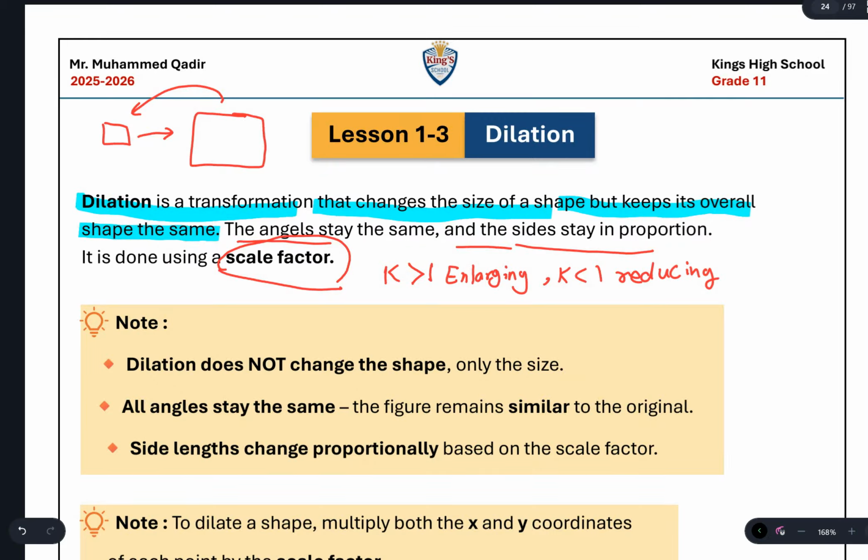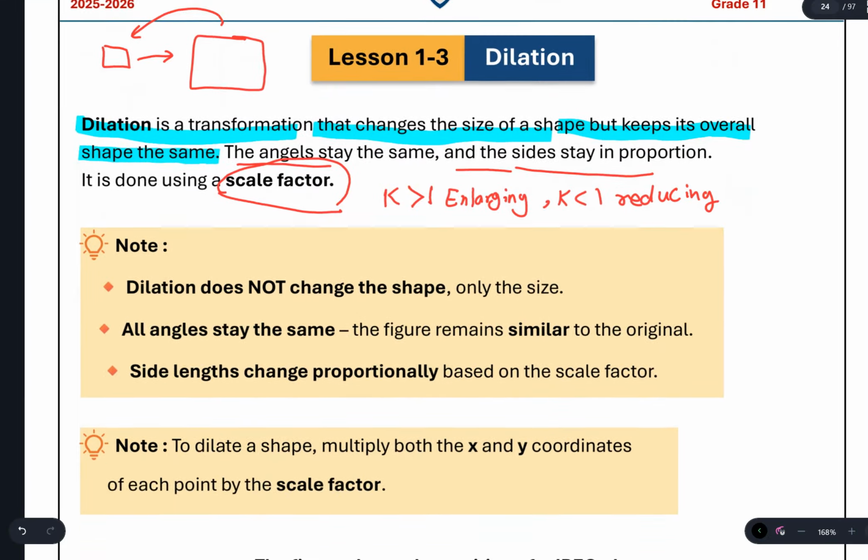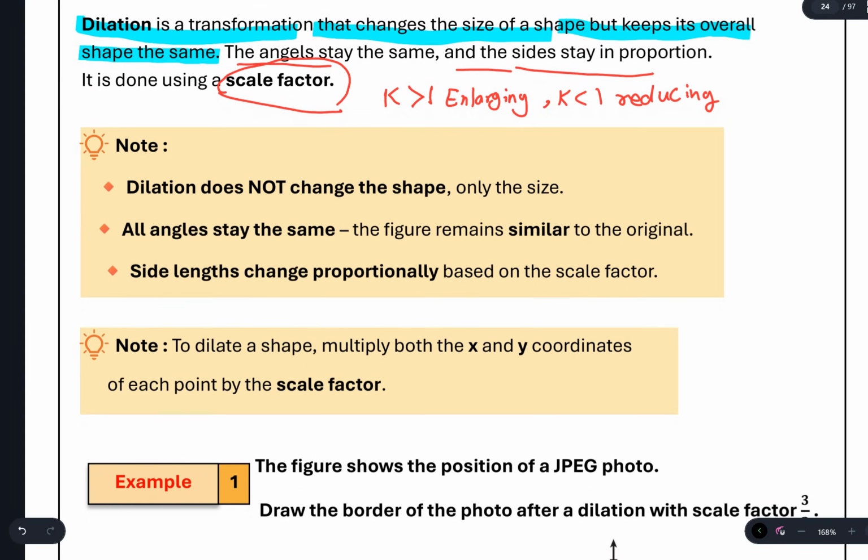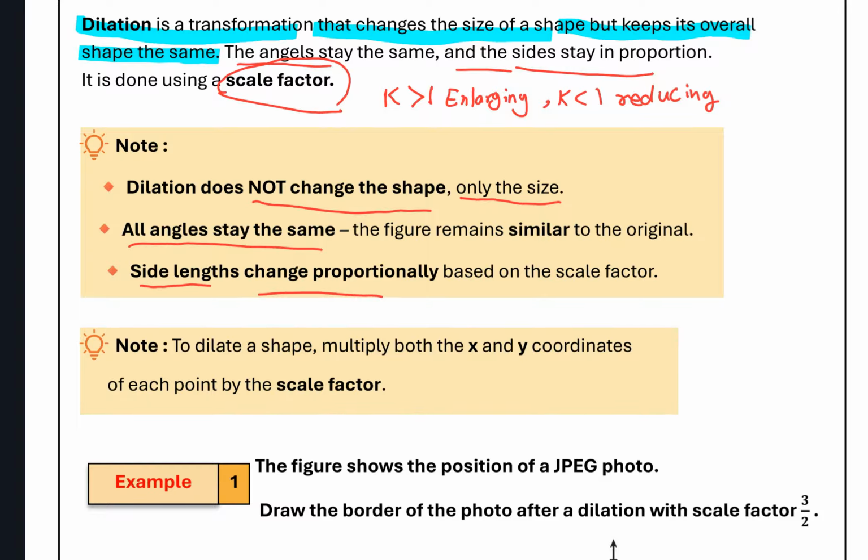Got it? Okay, there are some important notes you need to know about dilation. First of all, dear students, dilation does not change the shape. As I told you in the beginning, we don't change the shape, only the size; we're only resizing. All angles stay the same. The figure remains similar to the original, like I did with the square. The side lengths change proportionally based on the scale factor that I explained.